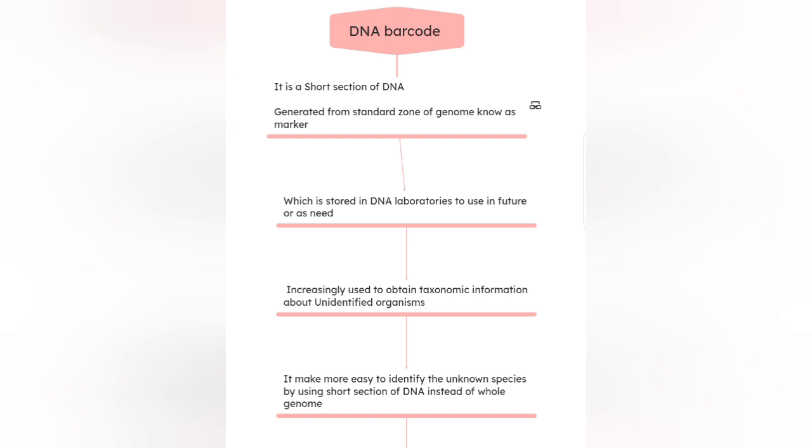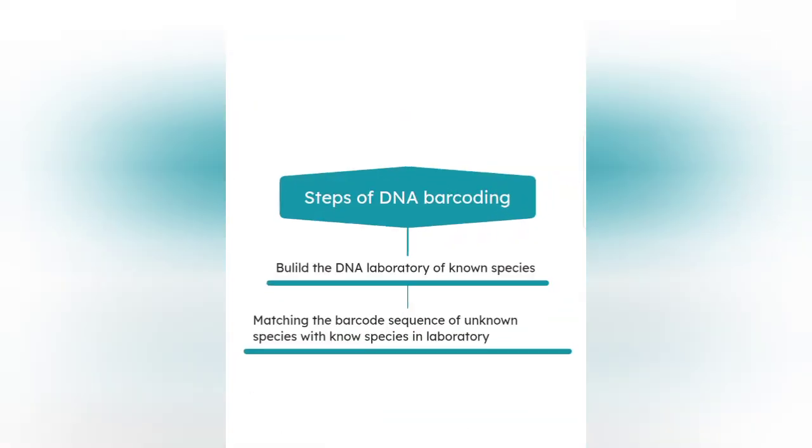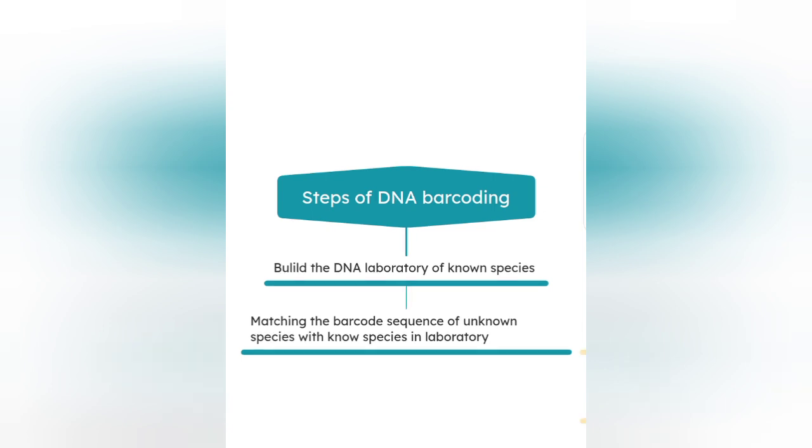DNA barcodes are used in identification of eukaryotic as well as prokaryotic organisms. So finally, the steps of DNA barcoding. In the first step, we have to build a library in which the short sections of the DNA of known species are stored. In the next step, there is a matching of the unknown species' section of the DNA with the known sections stored in the library. Then the identification gets done.